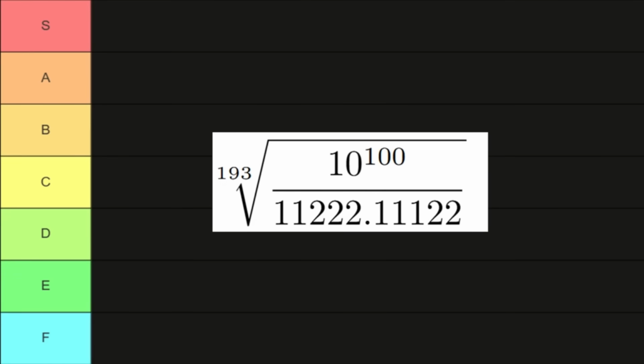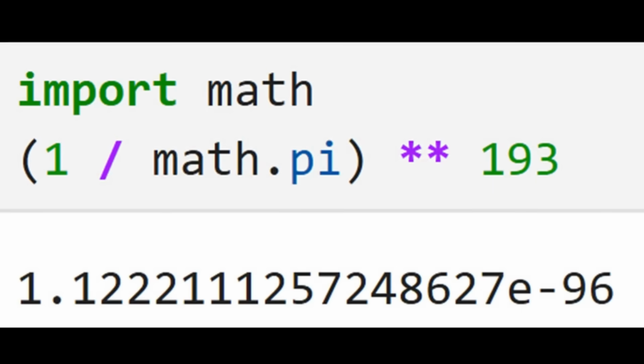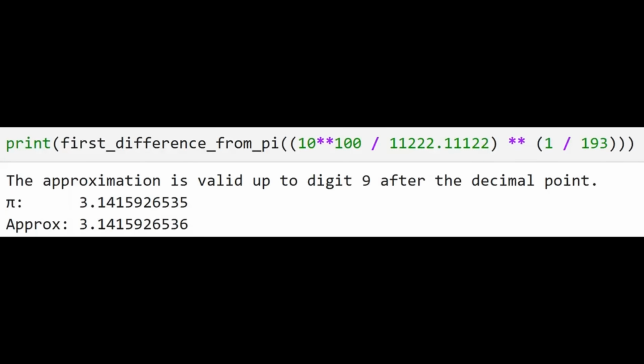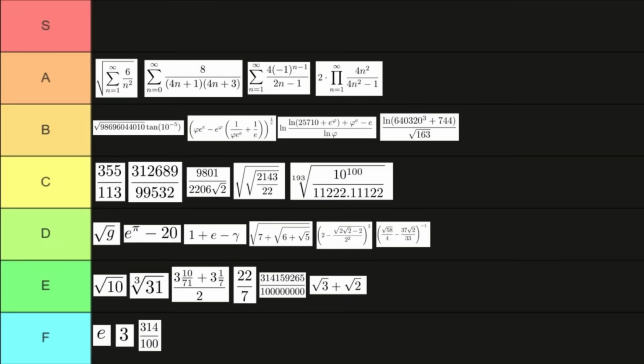So this one is a bit neat looking. Raise 1 over pi to the 193rd power and you get this number. We can use this fact to engineer a pretty good approximation for pi, C tier.